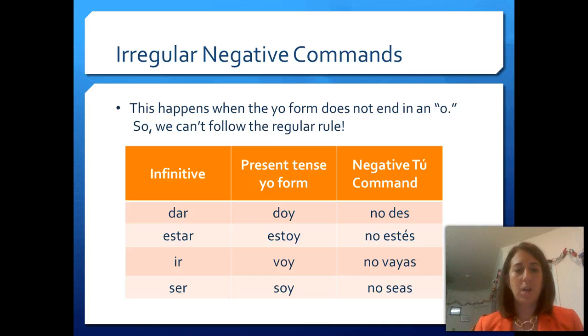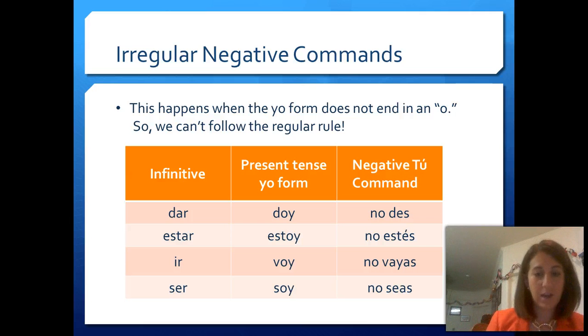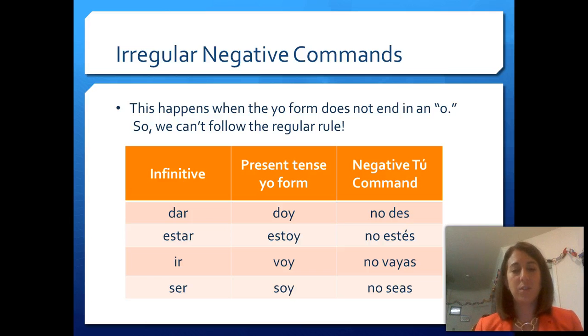So here we go. Dar, to give, the present tense is doy, so there's no O to drop, and our negative command is no des. Estar, to be, is estoy in the yo form, no O to drop, so no estés is our command. Ir, to go, yo voy in the yo form, so no vayas. And finally, ser, to be, is soy in the yo form, so no seas is our command. Make sure that you work on memorizing those negative irregular commands.